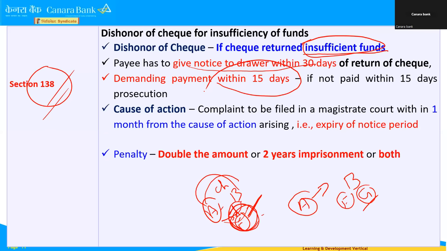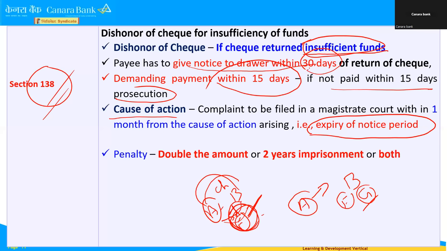Okay. And cause of action means the complaint is to be filed in a magistrate court within 1 month from the cause of action arising. What is cause of action? It is the expiring of the notice period. When does the notice period expire? This notice period you have given, 30 days notice. Once that notice period is expired, within 1 month from that, you can file a case in the magistrate court of law against A.